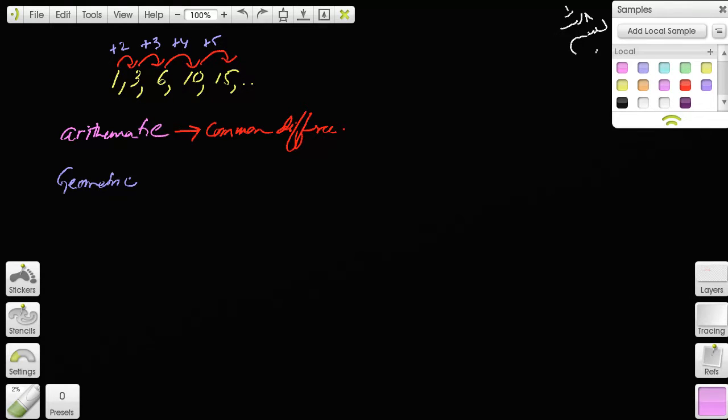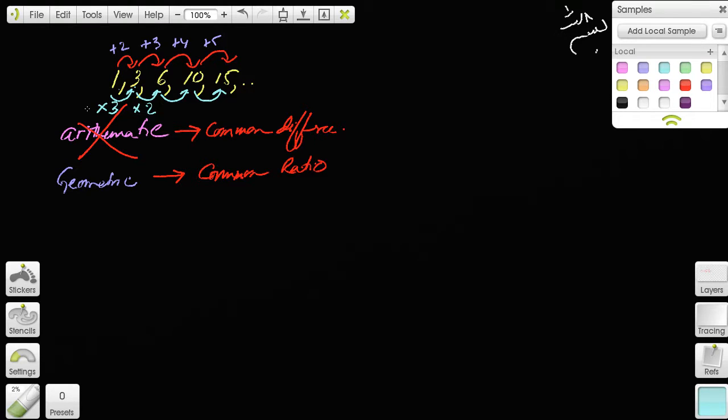Okay, so perhaps it is a geometric sequence, right? If a sequence is geometric, then you must have a common ratio. In other words, this divided by this must be the same thing. Okay, so let's figure it out. To get from 1 to 3, you have to multiply by 3, right? And to get from 3 to 6, it looks like you're multiplying by 2. And to get from 6 to 10, you multiply. So clearly it's not going to be the same.